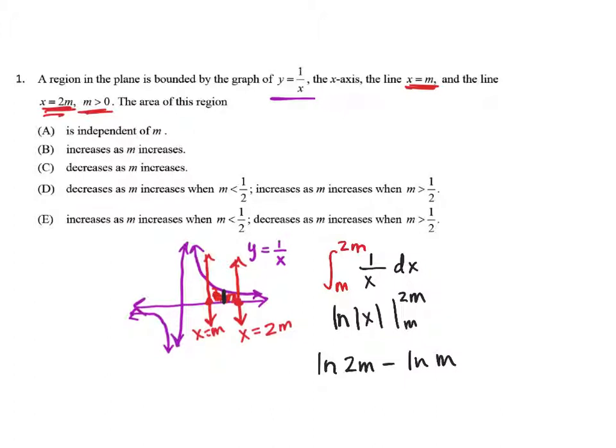And then what can we do with that? So this is separated with subtraction, so we can put that together with division. That's going to be a natural log of 2m over m. And what's going to happen to those m's? Cancel out. So this is natural log 2. That's your area there. So what is going to be true about the area of this region? It is independent of m. So the answer is A.